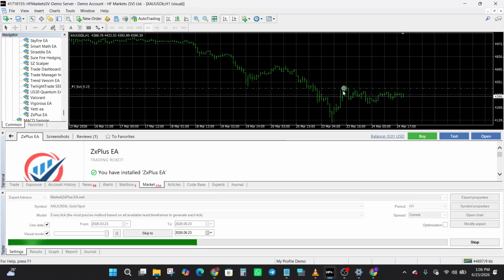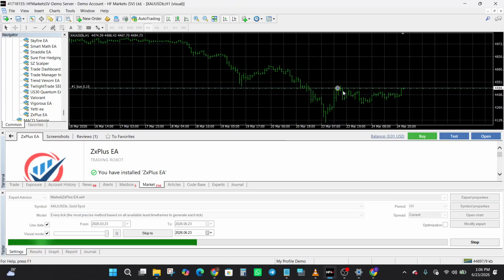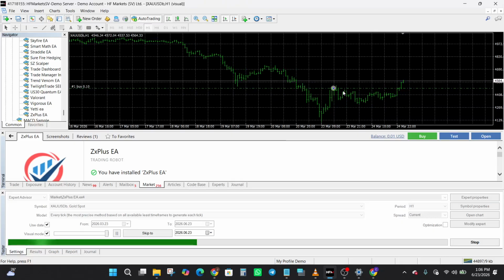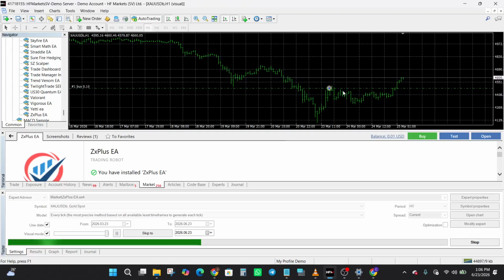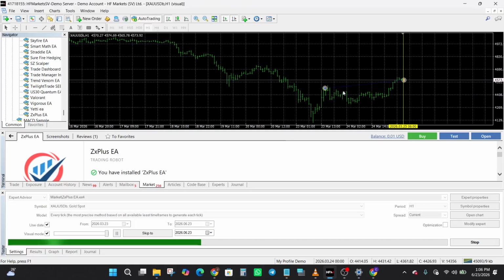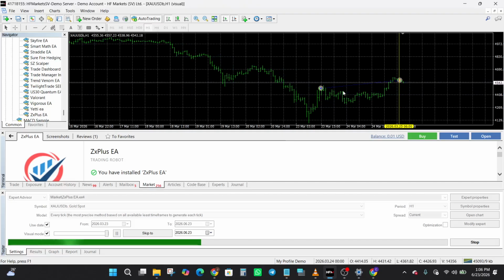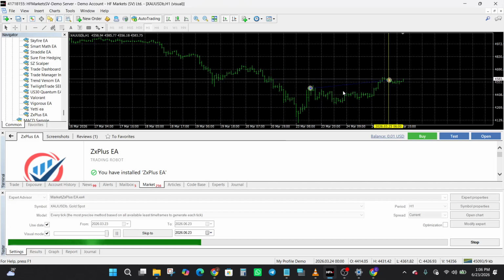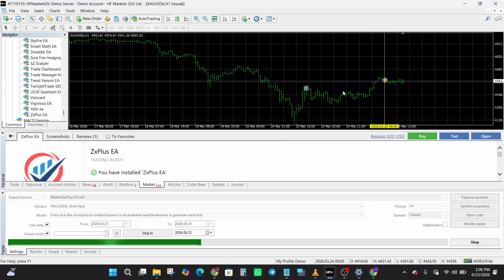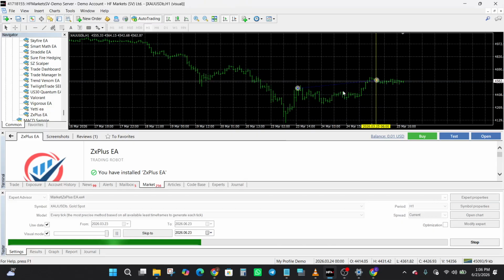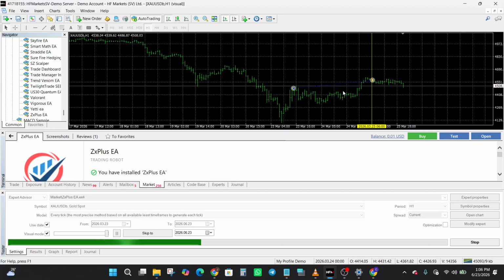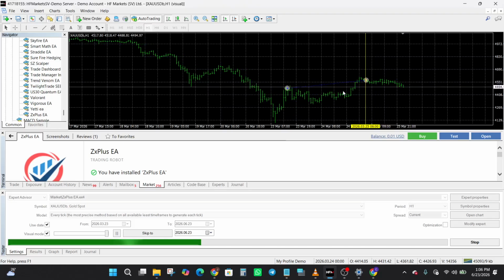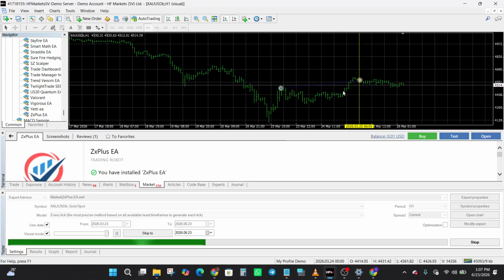All right. Overall, the ZxPlus EA presents itself as a trend-following MT4 system that combines multiple confirmation indicators before entering a trade and offers a wide range of exit and risk management options. For traders who appreciate flexibility in trade management and detailed configuration settings, the available options are certainly one of the standout aspects of this expert advisor.